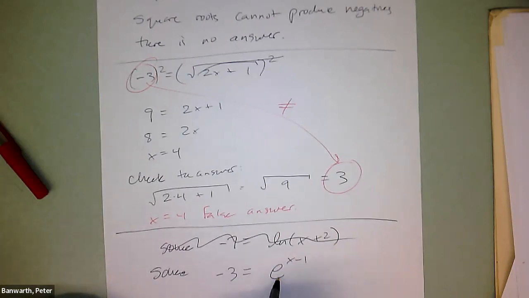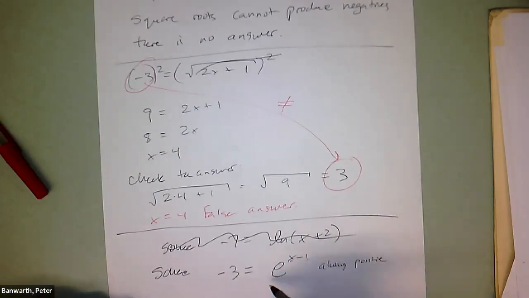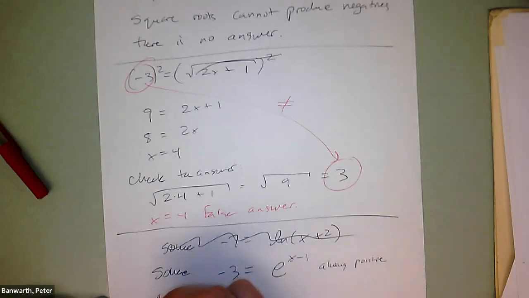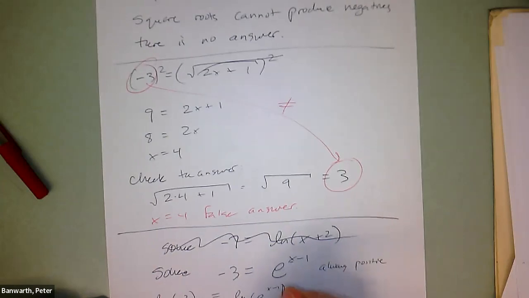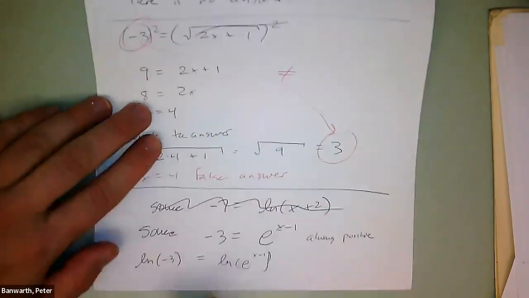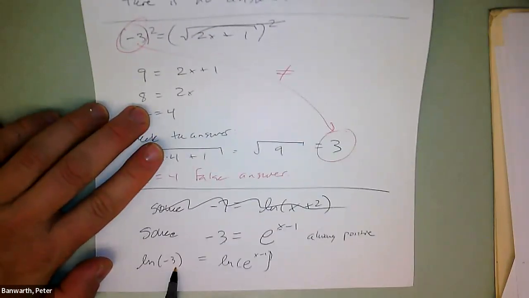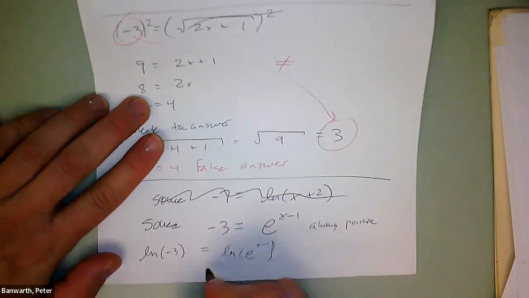e to the x, e to any power, any base to any power is always positive. So this is not possible. There is no solution. There's no x value. There's no exponent that could possibly get a negative number out of an exponential function. And if I go through my process, I want to do log of -3 equals log of e to the x minus 1. And hopefully you recognize, oh, you can't do logs of negative numbers. So again, that's not possible.